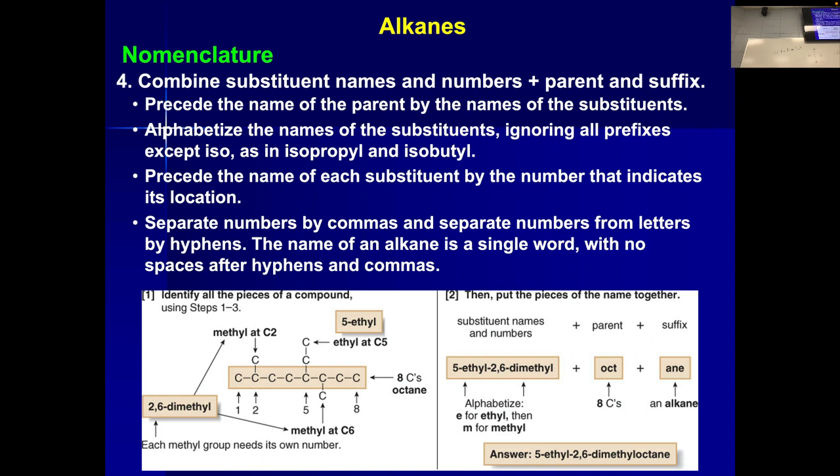Does it matter, because you've said 5-ethyl-2,6-dimethyl, would you be able to switch that and do like 2,6-dimethyl and then 5-ethyl, or are there rules? No, there are rules. We have to alphabetize, right? Ethyl comes before methyl, E before M. We don't worry about the thing that tells us how many there are. Ethyl before methyl. So you're always going to do this alphabetically. So it is 5-ethyl-2,6-dimethyl-octane.